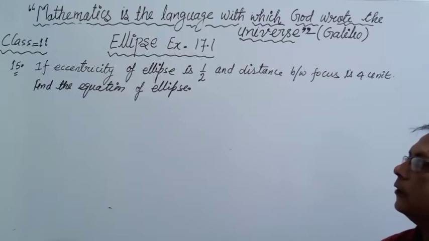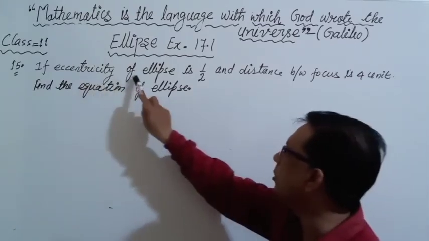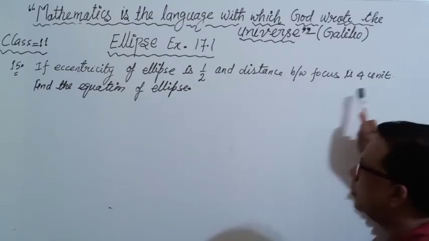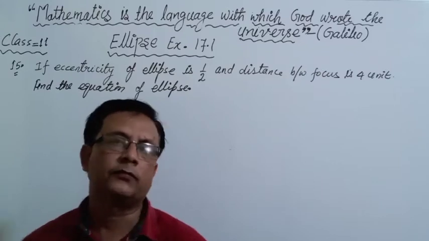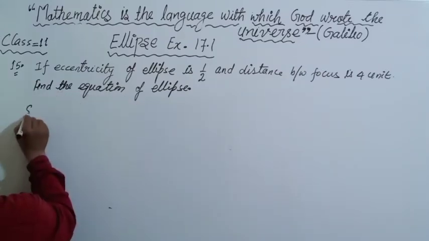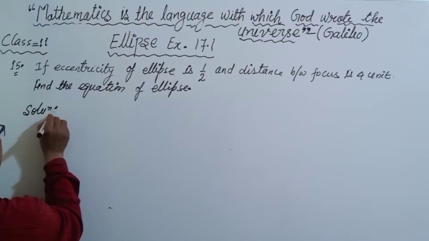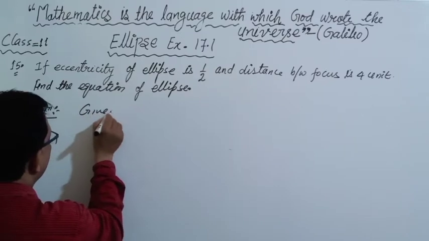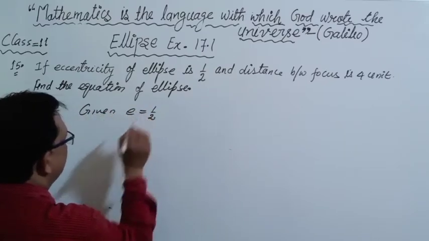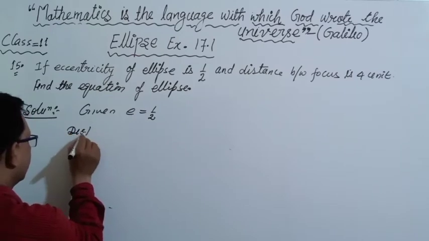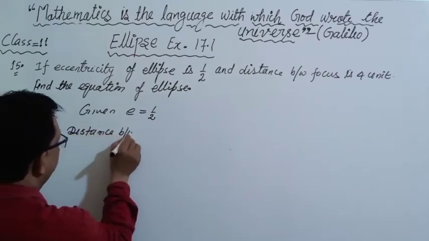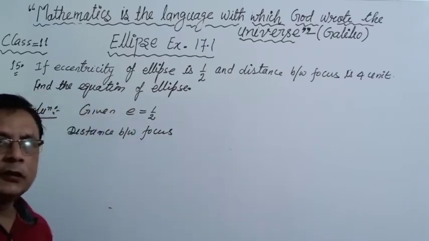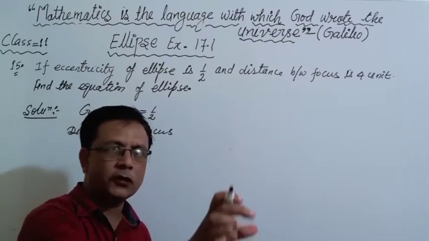Question number 15, and the question is: if the eccentricity of the ellipse is 1/2 and the distance between the foci is 4 units, then find the equation of the ellipse. So here this is also a very simple question. What is given? Given e is equal to 1/2 and the distance between foci. Student, what is the distance between foci? The distance from the origin to one focus is ae.